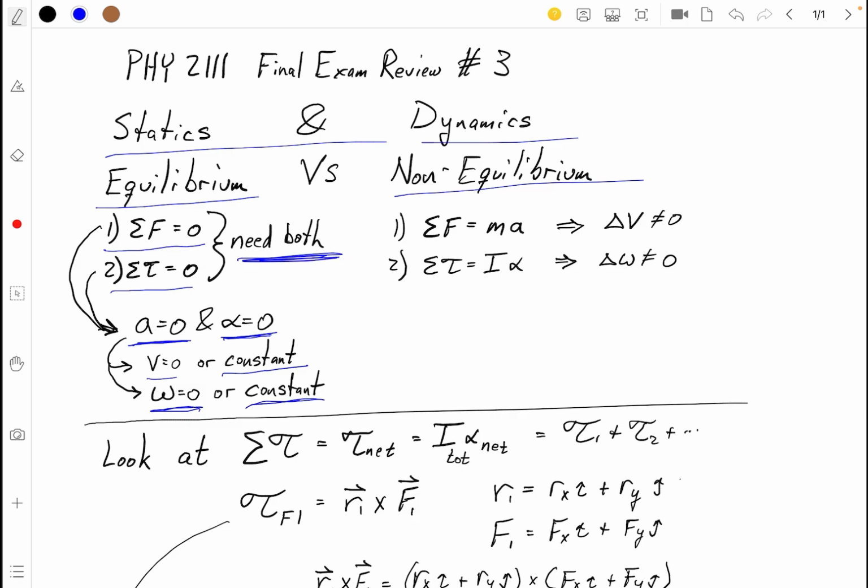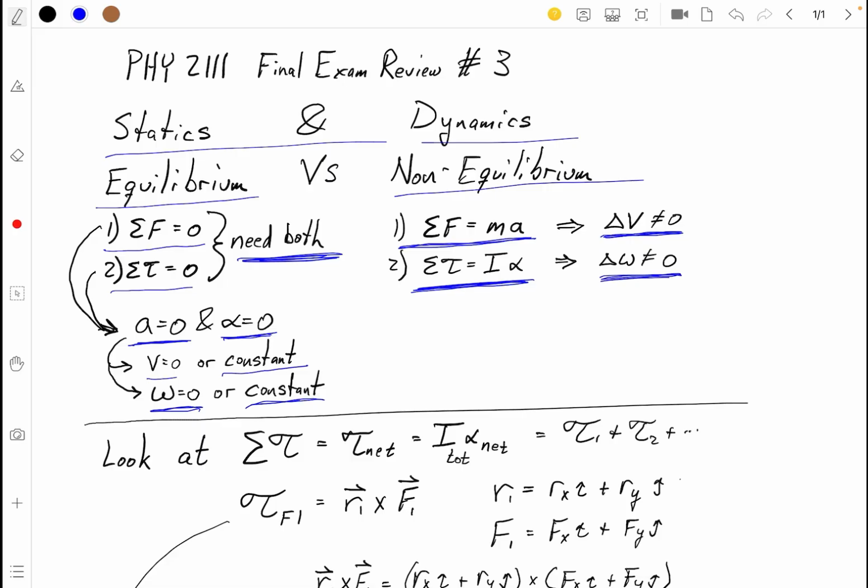Okay, now, if we're in non-equilibrium, then one or the other of these is happening. So we've got our sum of the forces is equal to a net, or our sum of the torques is equal to our moment of inertia times alpha. That means that your change in velocity is definitely happening, or you've got a change in angular momentum.